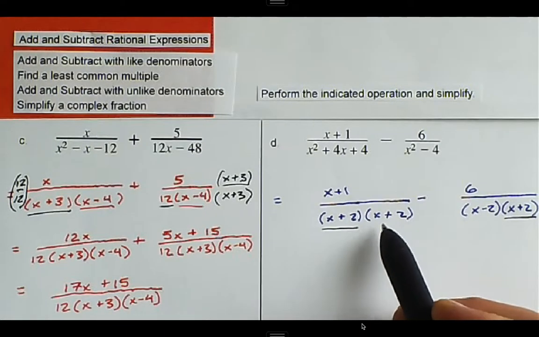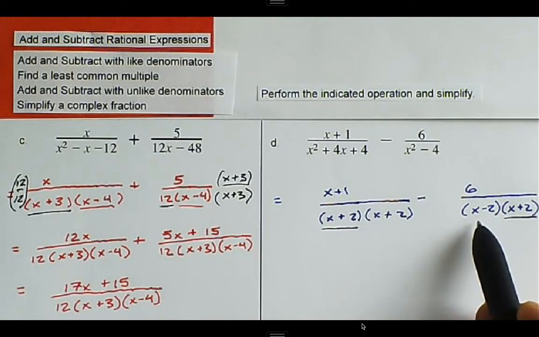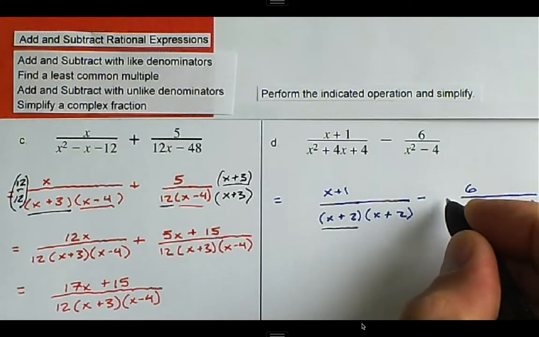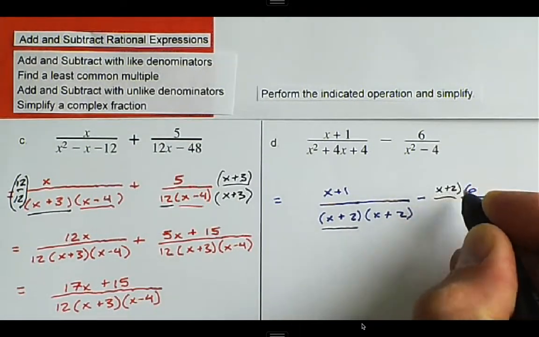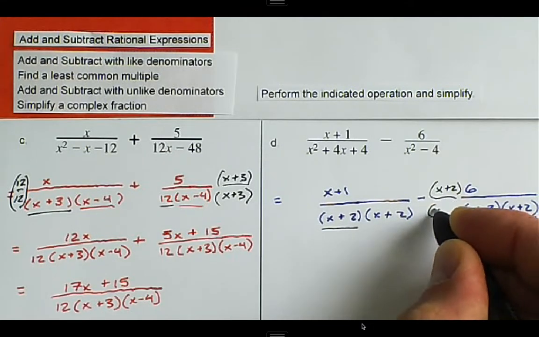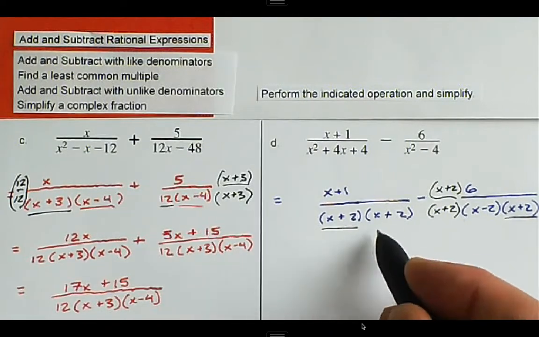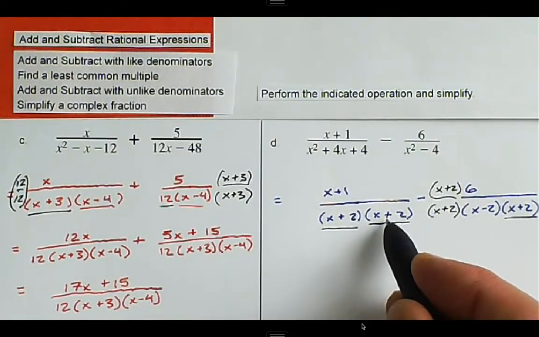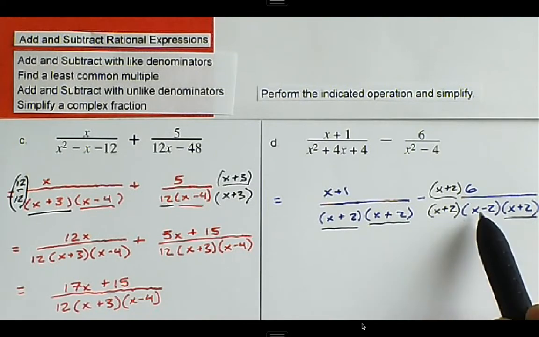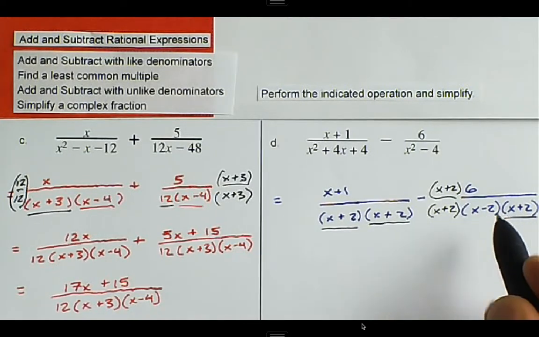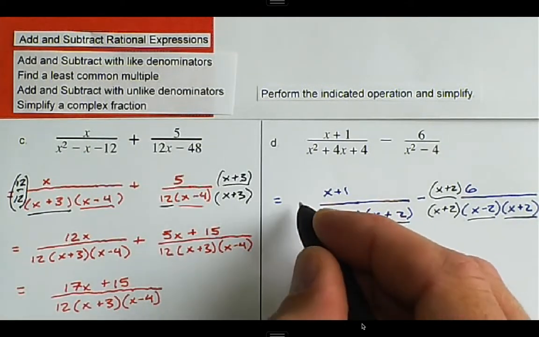Now over here on the left side, we have an additional x plus 2. On the right side, that is missing. So we're going to have to multiply the right side by x plus 2 over x plus 2. So that takes care of this. So we have x plus 2 on the left side, we have x plus 2 on the right side, but we're missing the x minus 2. So x minus 2 needs to be added to the left.